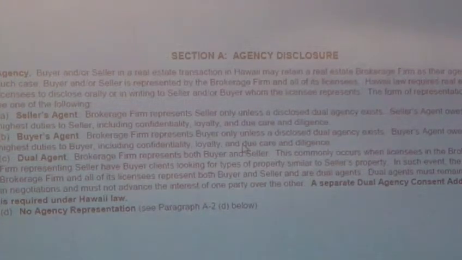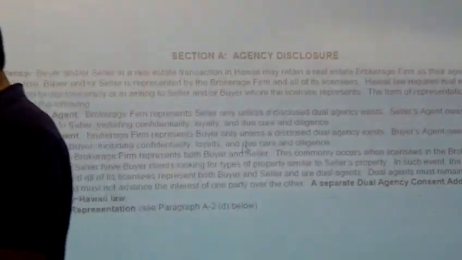Okay, good. Adam, continue. A, seller's agent. Brokerage firm represents seller only unless a disclosed dual agency exists. Seller's agent owes the highest duties to seller, including confidentiality, loyalty and due care and diligence. Okay. Henry. B, buyer's agent. Brokerage firm represents buyer only unless a disclosed dual agency exists. Buyer's agent owes the highest duties to buyer, including confidentiality, loyalty, and due care and diligence.